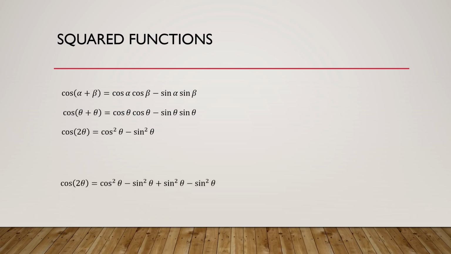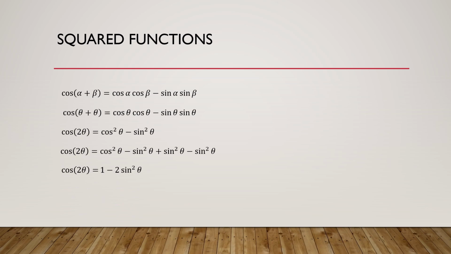If we add, then subtract sine squared theta on the right side, we can simplify to get 1 minus 2 sine squared theta. Subtract the 1 and switch the signs to get 2 sine squared theta equals 1 minus cosine 2 theta. Then divide by 2 to arrive at the identity sine squared theta equals 1 minus cosine 2 theta over 2.